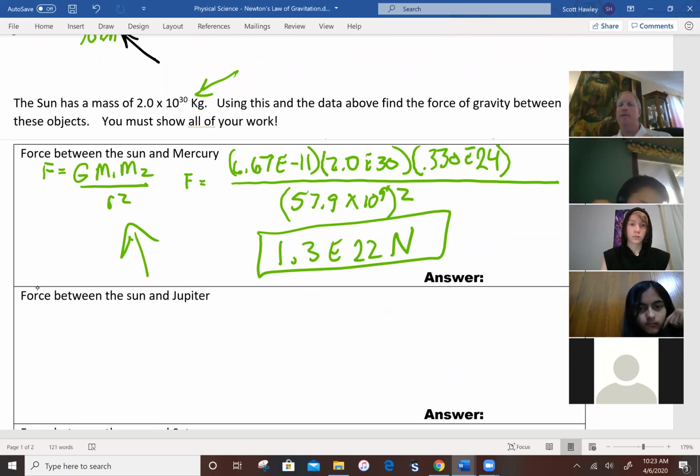Okay, so if you want to keep working on this, then say, hey, what did everybody get on the second one? What did everybody get on the third one? I'm cool with that. Mr. Hawley, yeah.